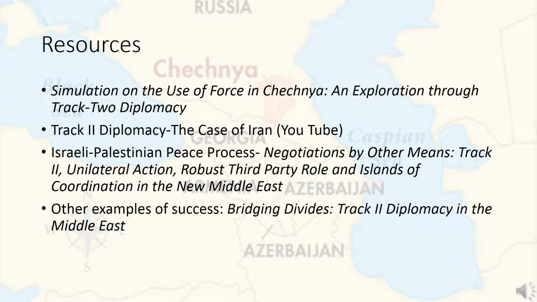And then for other examples of past success with utilizing Track 2 diplomacy, you can see there is an article titled Bridging Divides, Track 2 Diplomacy in the Middle East. These are all good resources that you can turn to. There's many more out there, either on the internet or in publishings. But as you can see, this is not something new that we are dealing with, but it is very beneficial when used in conjunction with the Track 1 diplomacy efforts.